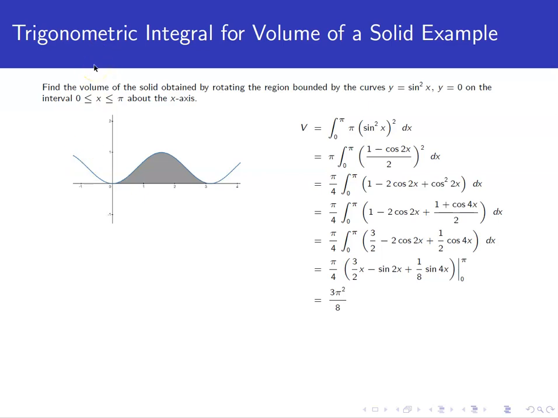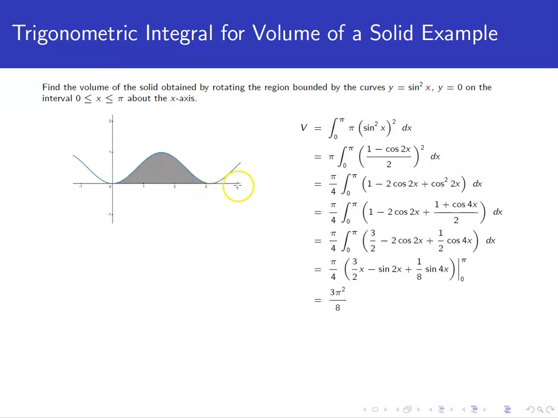In this video, we're going to look at a volume of the solid of revolution that's going to involve us having to take a trig integral to be able to find that volume. So we want to look at the curve y equals sine squared x, look at the area under that curve and above the x-axis on the interval from 0 to pi, and let's rotate that about the x-axis.